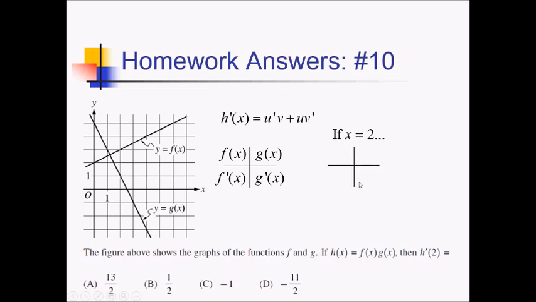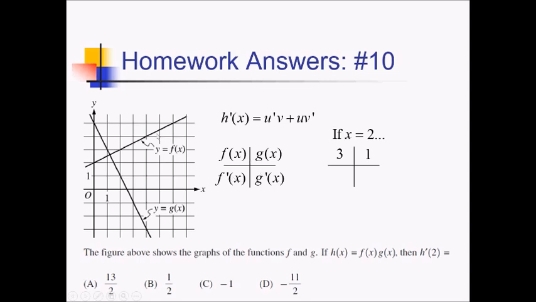So let me just rewrite these now. This is going to be f of 2, which means I'm going to have to look up the value of 2 on the f function on this graph. So at an x value of 2 right here, the f graph is reading, let's see, this is 3. Now we need g of 2. So now I look at the g function on the graph. G of 2 here looks to be 1. And I also need f prime of 2 and g prime of 2.